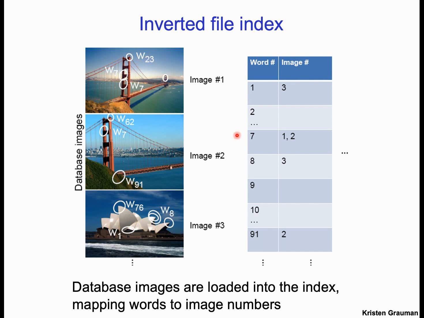So we want to create a large table where for each visual word, we record the image numbers in which it appears in our database. For example, word 1 appears only once, in image 3, while word 7 appears in both image 1 and image 2. So word 7 will correspond to image numbers 1 and 2, and so on.